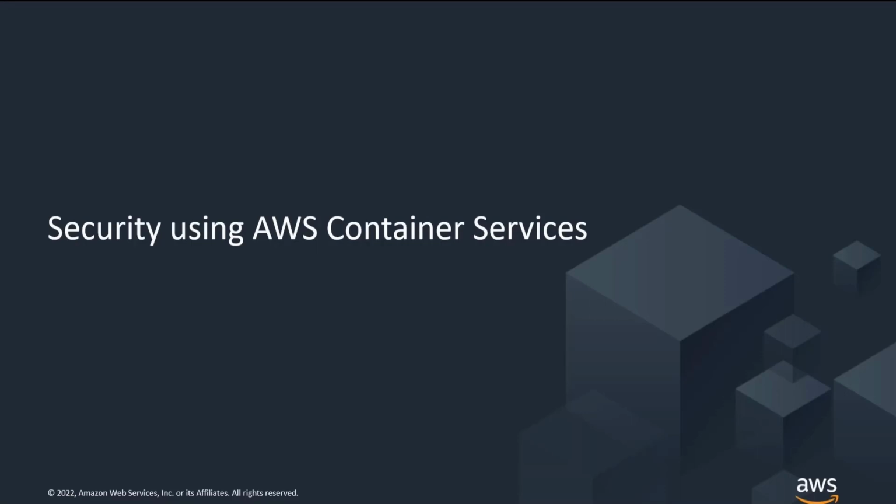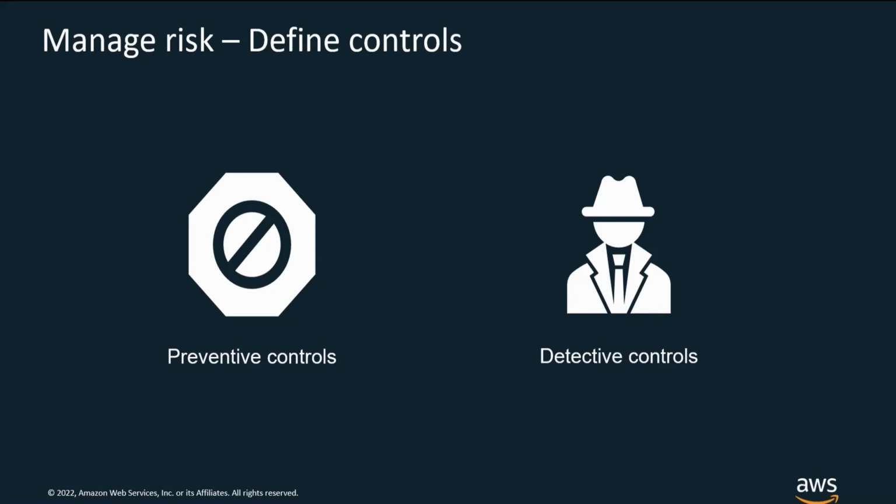But before we do that, let's understand the fundamentals of managing security risk. Okay, so in order to manage risks effectively, there are two main things. There are preventive and detective controls. Let's talk about preventive and detective controls now. Let's start with preventive controls.